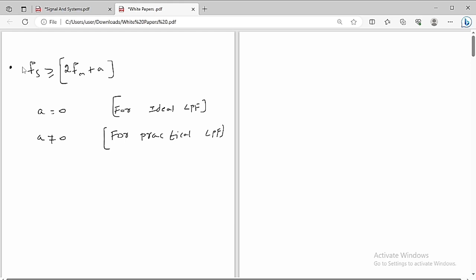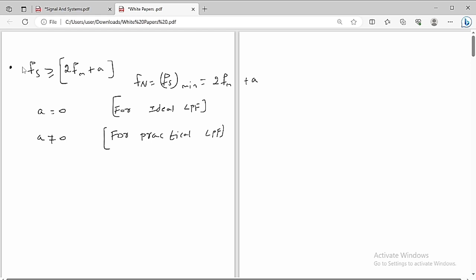And what is the Nyquist frequency? The Nyquist frequency is nothing but the minimum sampling frequency, which for no aliasing is 2 times (fm plus a). Therefore a is equal to 0 for the ideal low-pass filter and a is not equal to 0 for the practical low-pass filter. This is a very important thing. The sampling frequency should always be greater than or equal to 2 times (fm plus a), and a is called the guard band of frequencies or the transition bandwidth. This much bandwidth we have to keep between the two pulses if we don't want any overlap or aliasing. So definitely the minimum sampling frequency, the Nyquist frequency, is equal to 2 times (fm plus a).